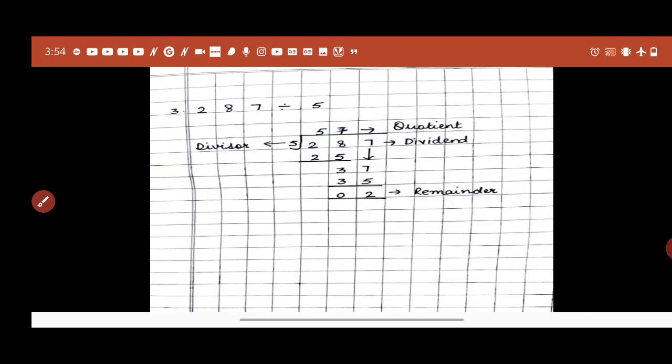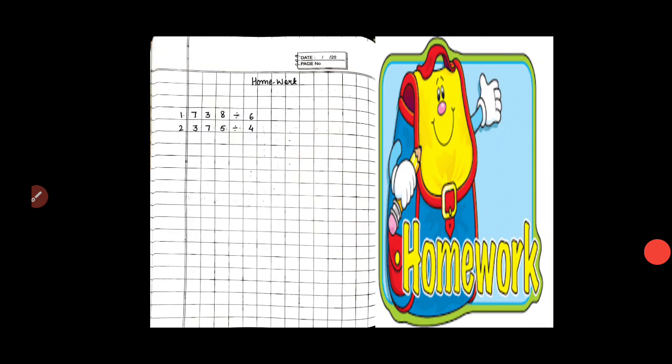Children, these are some questions of a 3-digit division by a single digit. You have to do these questions in your notebook neatly. Now, there are also 2 questions for your homework. 738 divided by 6 and 375 divided by 4. You have to try these questions as well.